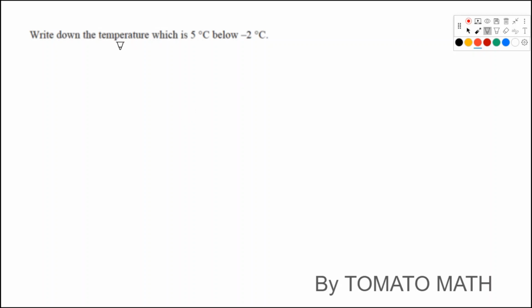Write down the temperature which is 5 Celsius below -2 Celsius. So below means minus, so we want a number that is 5 Celsius below the -2. So that means that -2 we will subtract 5, which is -7 Celsius. So -7 Celsius is 5 Celsius below -2.